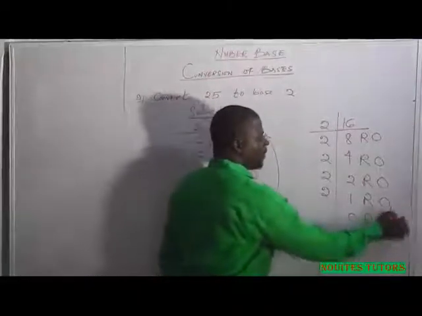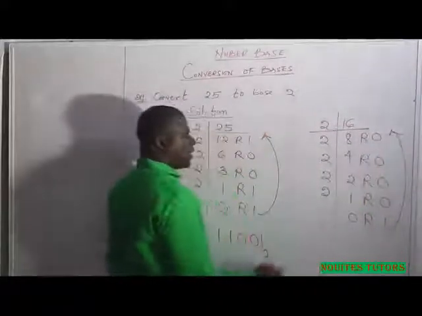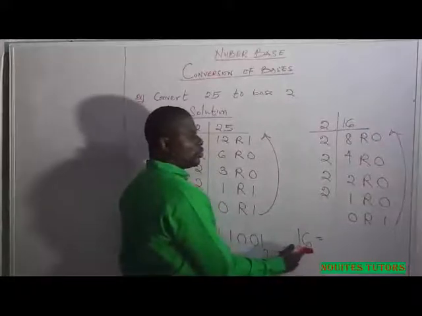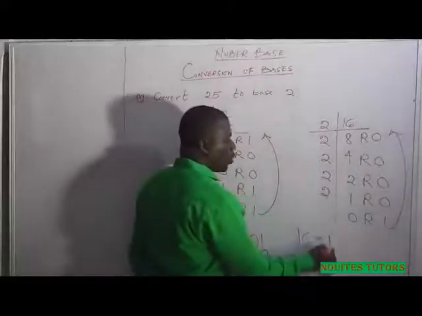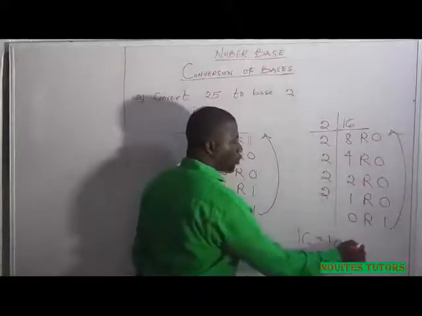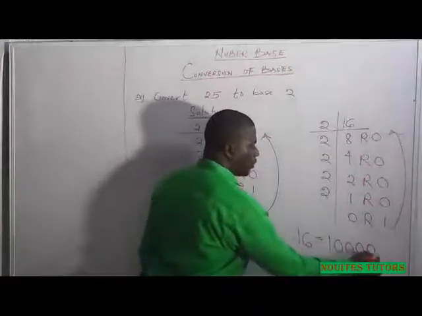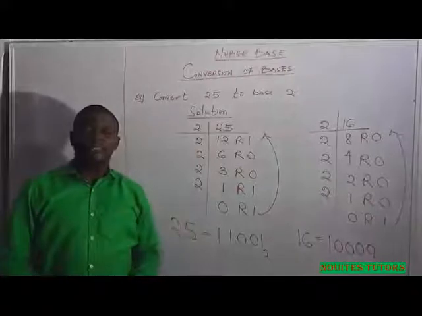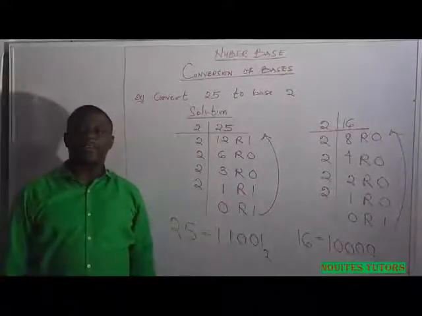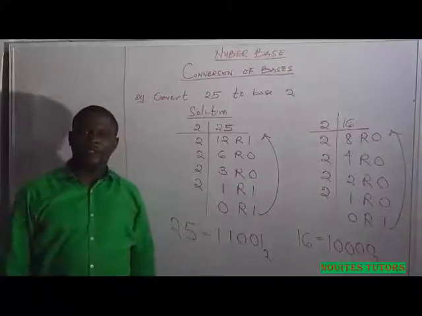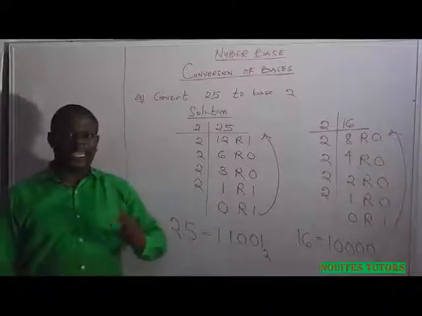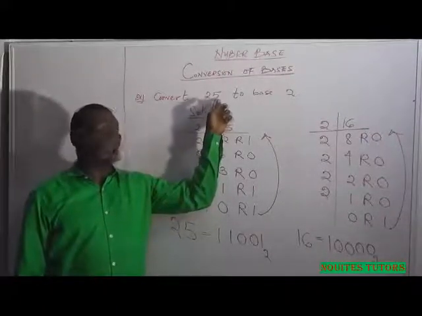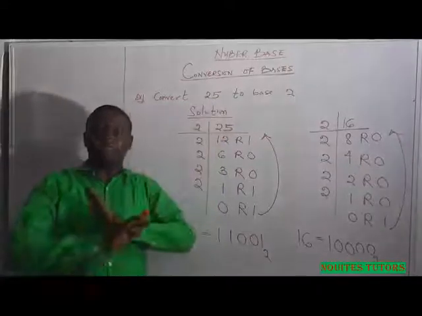So by the time you pick it from down and you take it up, it means that 16, which is in base 10, you have converted it to 10000 base 2. So you can see this example. That is how to convert from base 10 to base 2. Don't forget, any number that is written with nothing under it is in base 10.